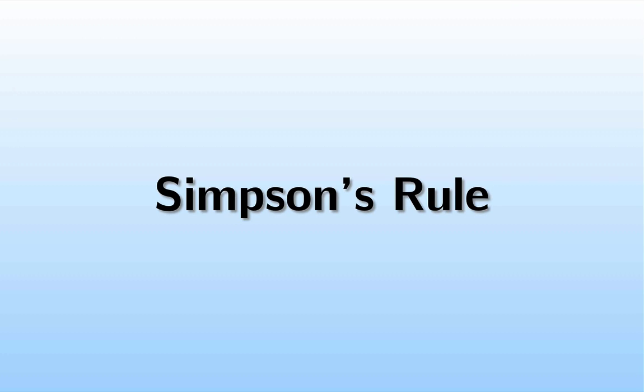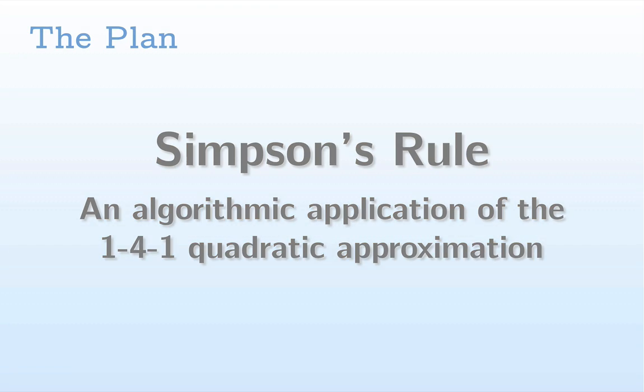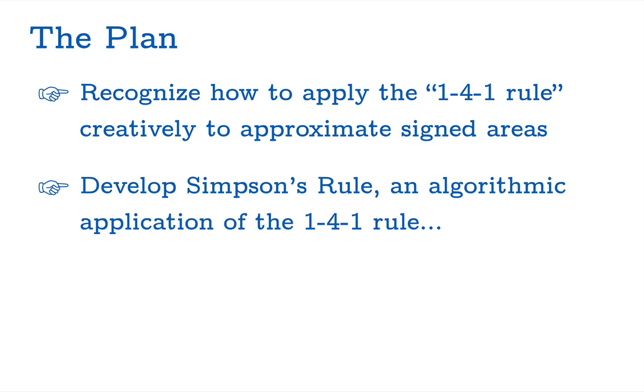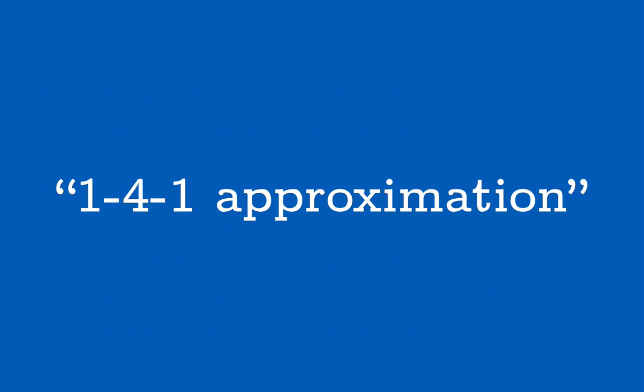Let's learn about Simpson's rule, or what we might call an algorithmic application of the 1-4-1 quadratic approximation. So here's the plan. We're going to recognize how to apply the 1-4-1 rule creatively to approximate signed areas, and then we'll develop Simpson's rule, which is an algorithmic application of the 1-4-1 rule. And once we've done that, we will have obtained a quadratic approximation method for estimating area under the original curve. So we better review the 1-4-1 approximation rule.